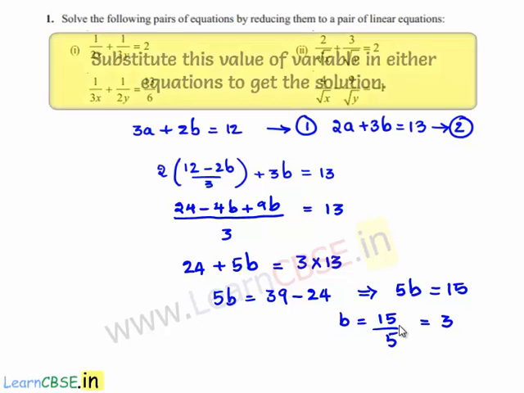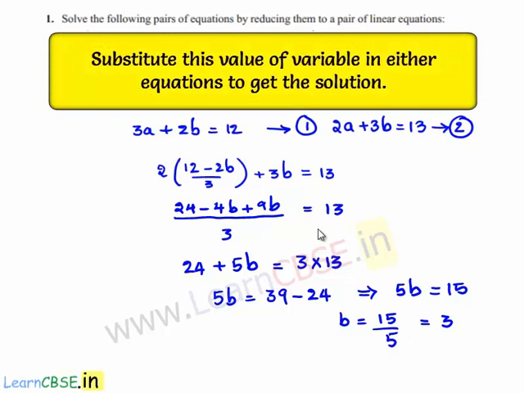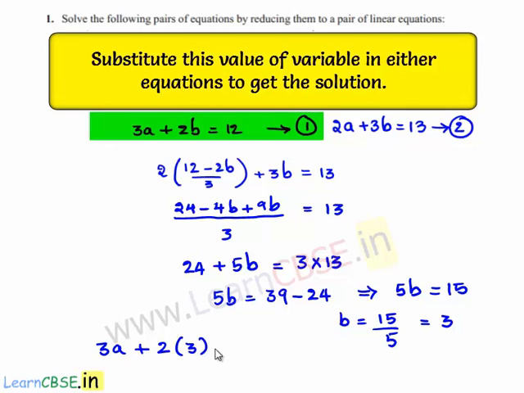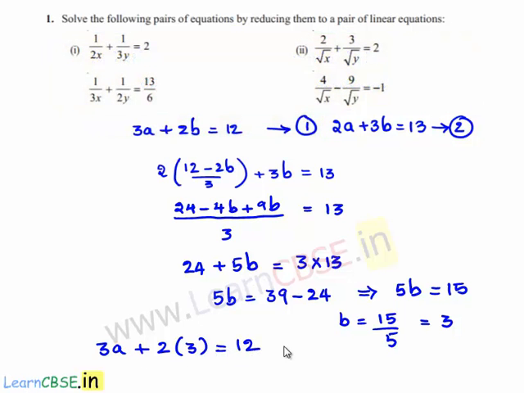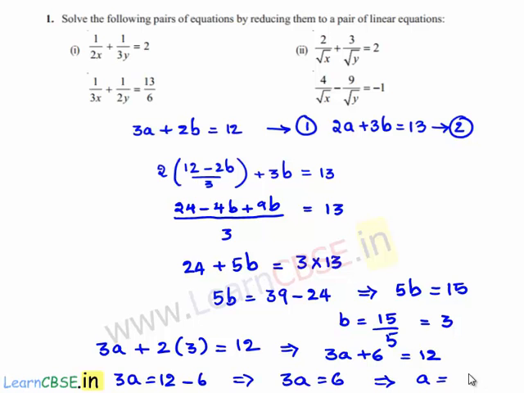Now substitute the value of b in the equation number 1. We will be getting 3a plus 2 times of b, which is 2 times of 3, is equal to 12, which implies 3a plus 6 is equal to 12. That is 3a is equal to 12 minus 6, which gives 3a is equal to 6. Therefore a is equal to 6 divided by 3, which is nothing but 2. So we found the value of a as 2 and the value of b as 3.